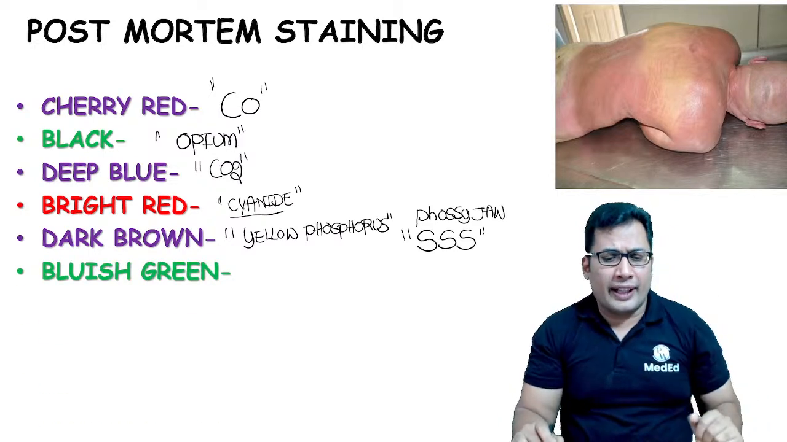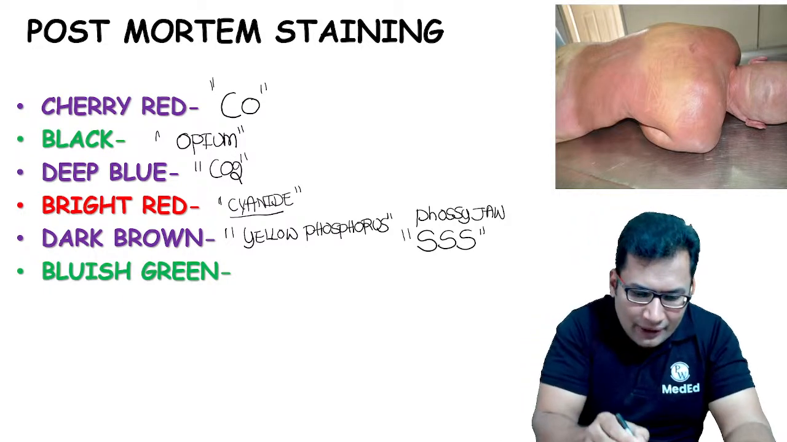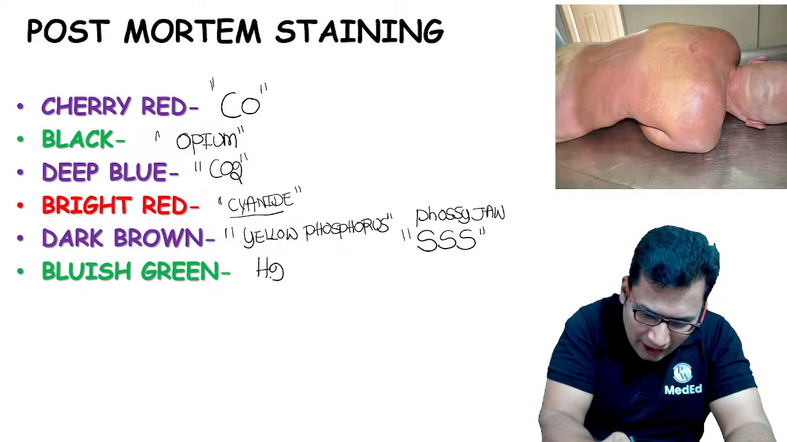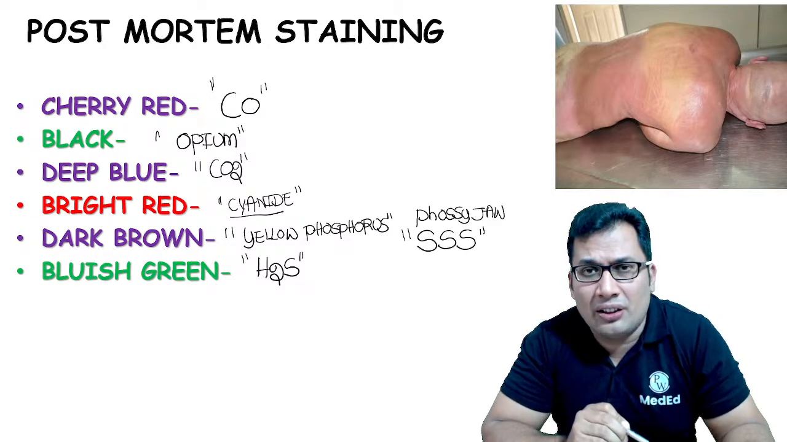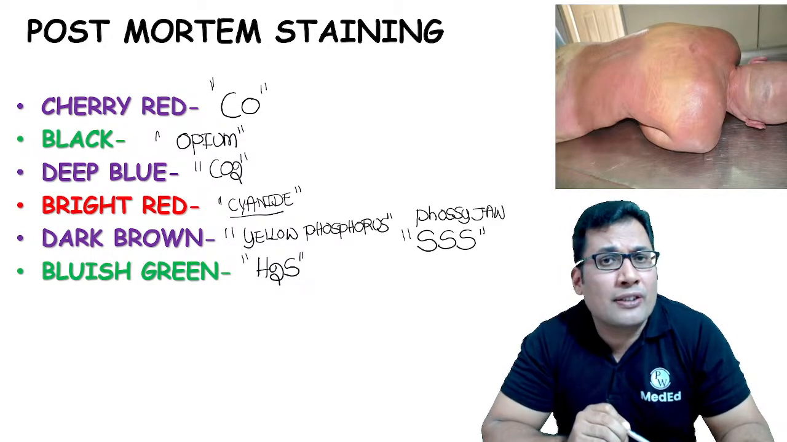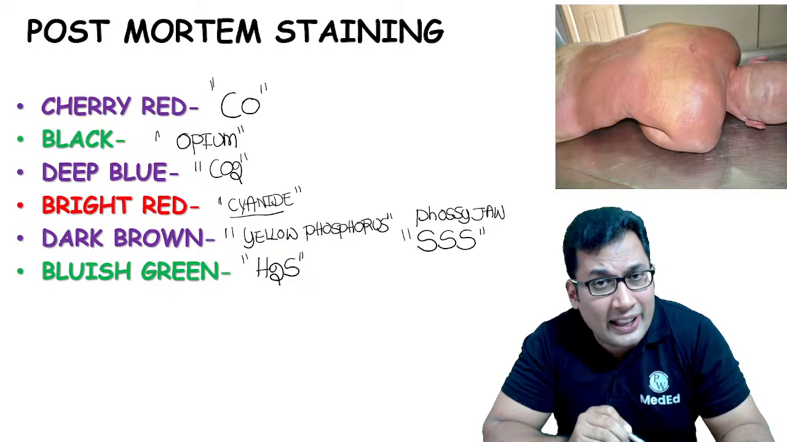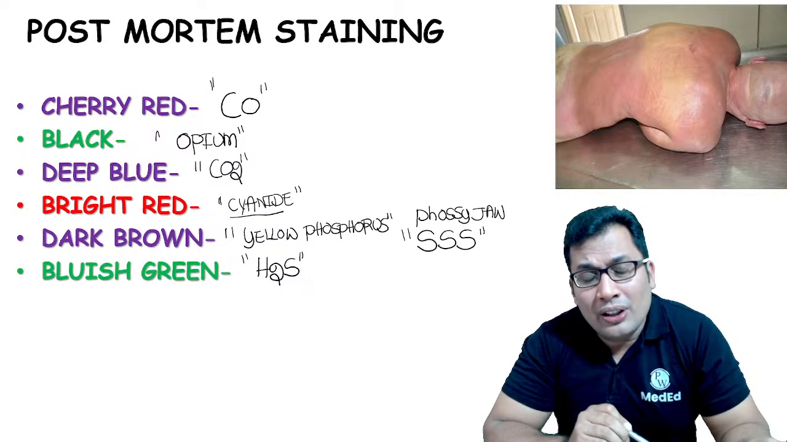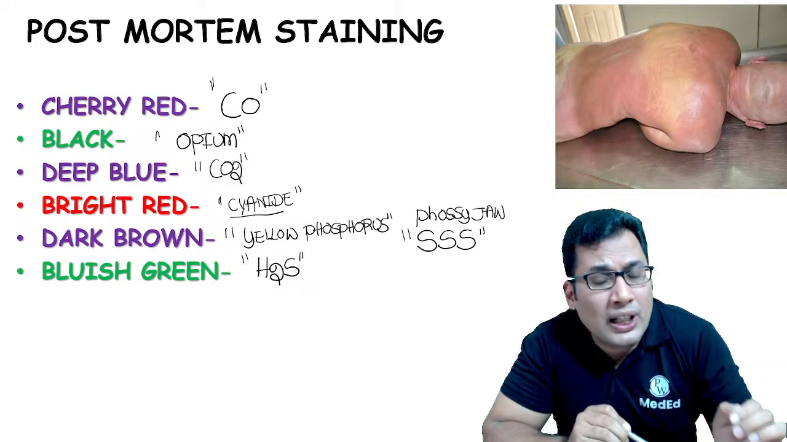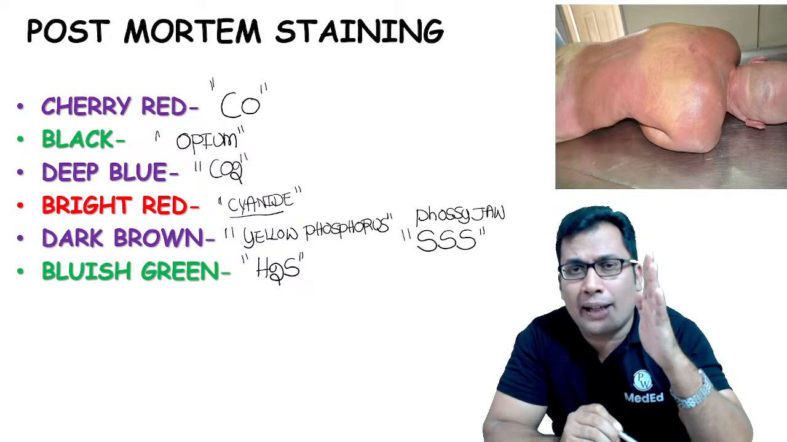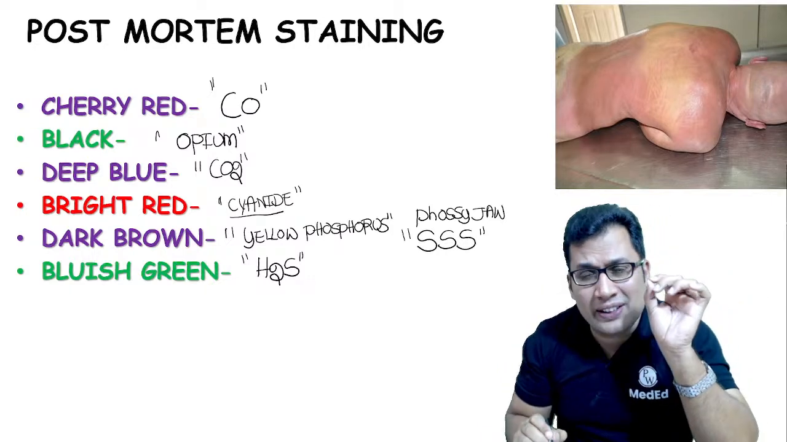Next, bluish green. Can you guess, my dear students? Bluish green, green color. Your answer should be hydrogen sulfide. Again, hydrogen sulfide is an asphyxiant. It inhibits electron transport chain complex 4. It causes histotoxic hypoxia. It is also known as sewer death. And remember, it is also the agent used in the Japanese detergent technique of suicide. This can be asked in your upcoming exam.